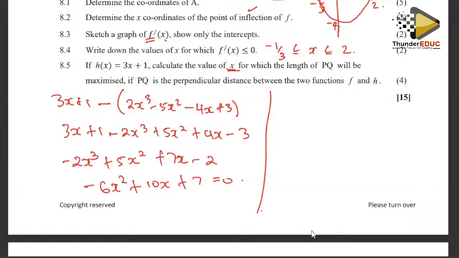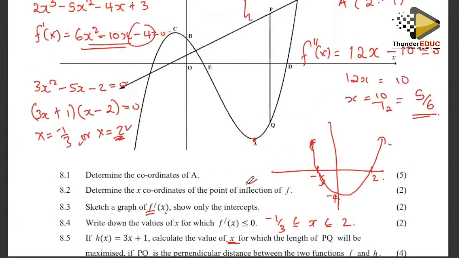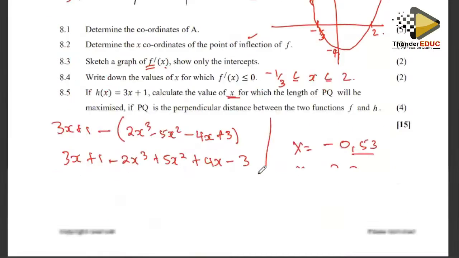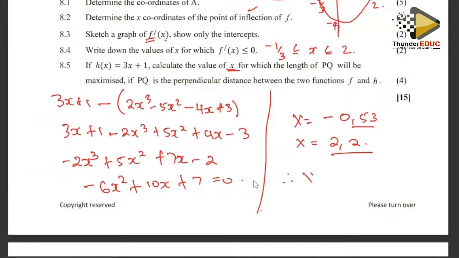Because if I see 6x squared plus 10x plus 7 is equal to 0, I'm getting x to be negative 0.53. Oh, my x is going to be 2.2. Okay, so when you look at this, the line is on the positive side. Remember our x here was a 2, meaning that 2.2 makes sense. So therefore, x is going to be 2.2. All right, so that is how we would have gone about question number 8.